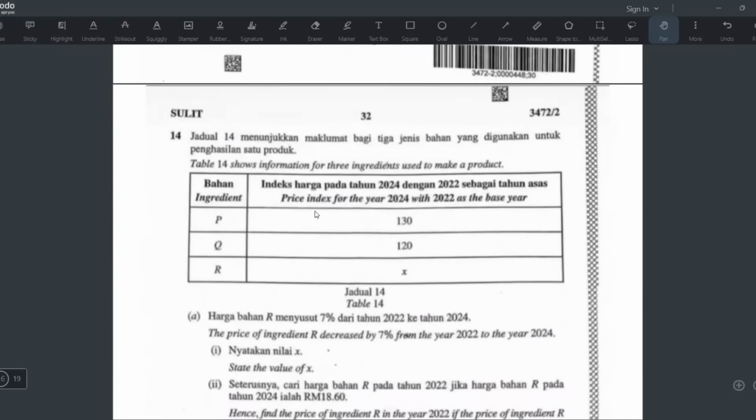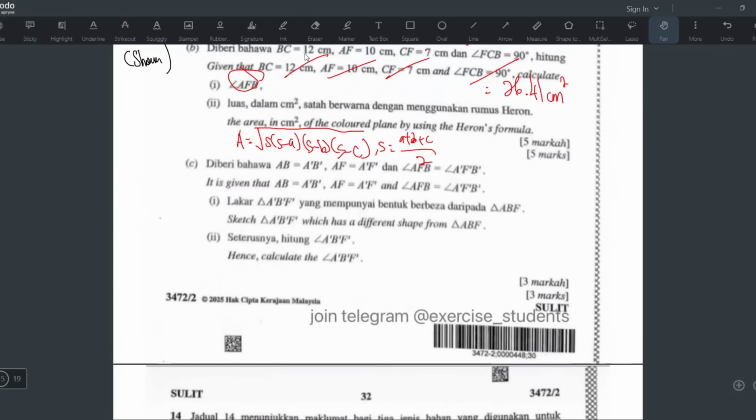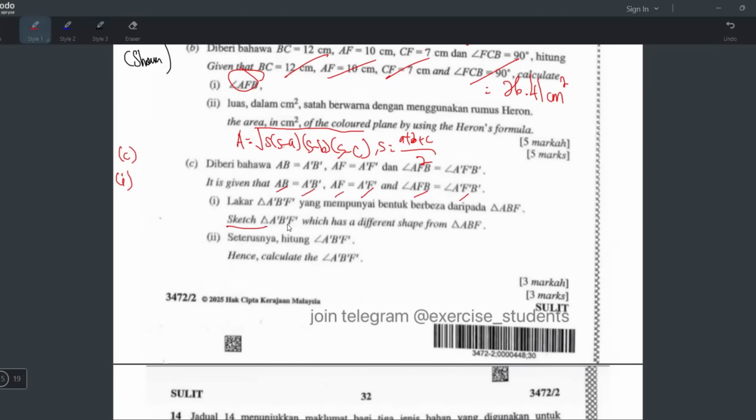Alright, I will do C now. Do I have enough space here? Okay, let's do it here. Given that AB is A prime B prime, AF is A prime F prime, and angle AFB and angle A prime F prime B prime are the same, sketch the new triangle A prime B prime F prime which has a different shape from triangle ABF. So this one is an ambiguous case. Yeah, there's an ambiguous case for the ABF triangle.